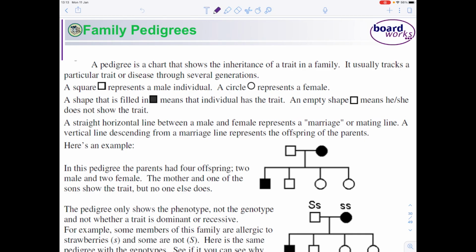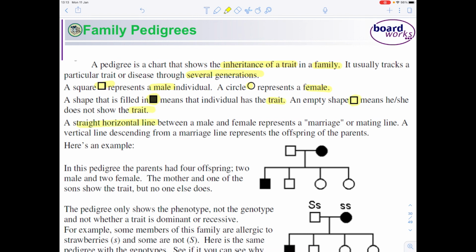Let's just point out a few key things though. So first of all, a pedigree chart shows the inheritance of a particular trait within a family, and it usually tracks a particular trait through several generations. And so really you have a family tree. Notice that a square always represents a male individual and a circle represents a female. If you have that solid filled in shape, then it means that the particular individual has the trait. If it's empty or unshaded, it means that they do not have the trait.